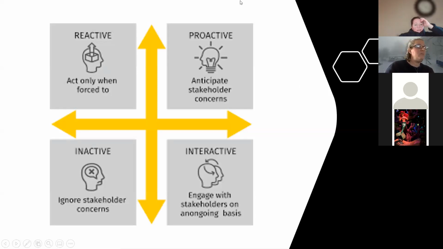So here's reactive, proactive, inactive, and interactive. Okay, so reactive, when something happens. Proactive, we're trying to remember it. Inactive is when we're not really doing much, and interactive is when everybody's all together.